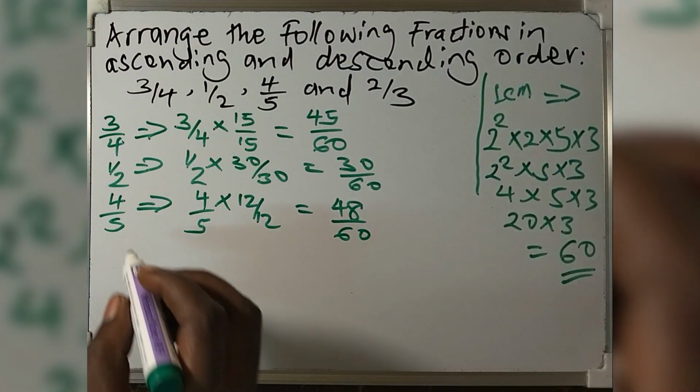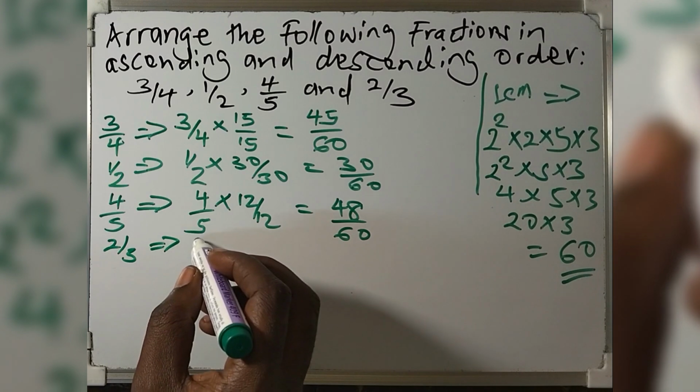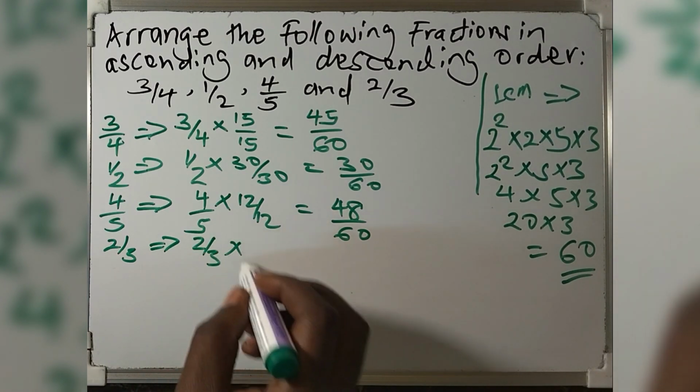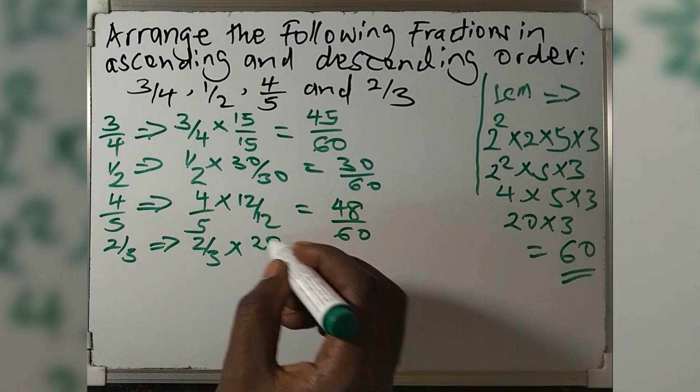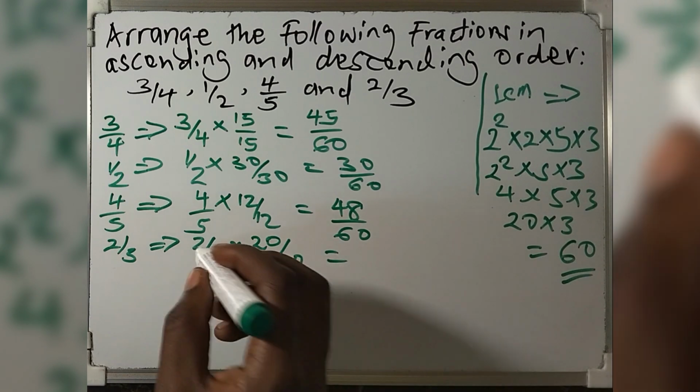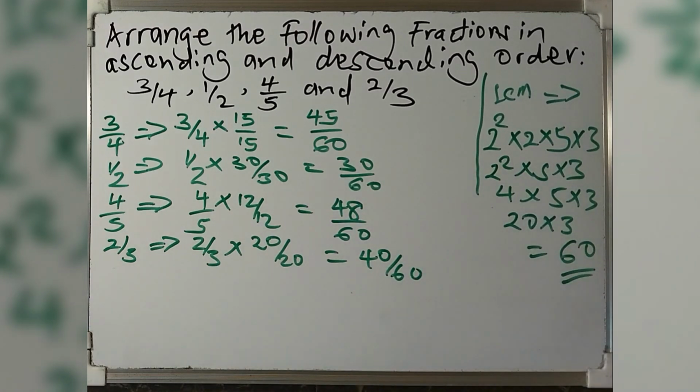Now the last one is 2 thirds. 2 thirds will be 2 thirds times 3 goes to 60, 20 times. That will be 20 over 20. And you'll have 2 times 20 is 40 over 60. Now we are going to compare.